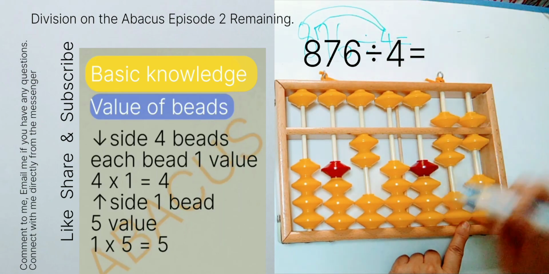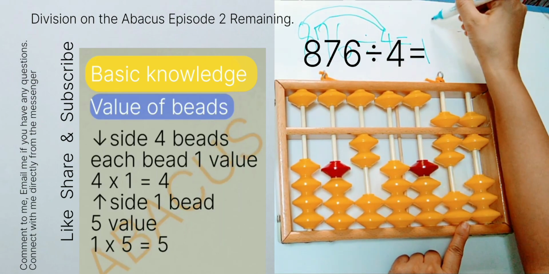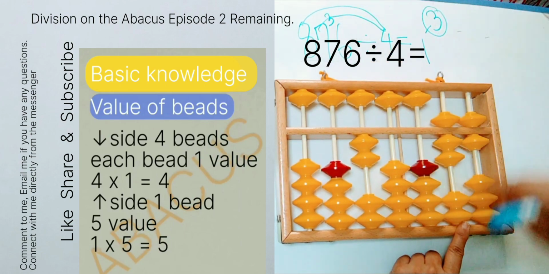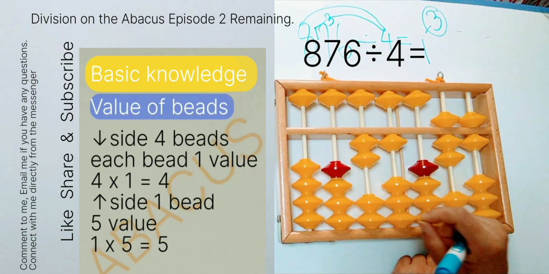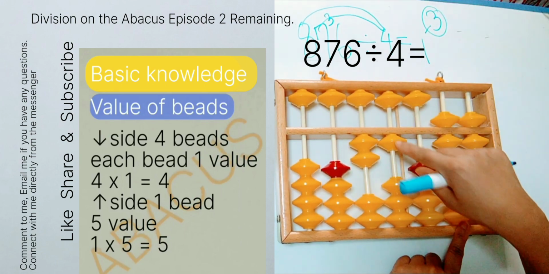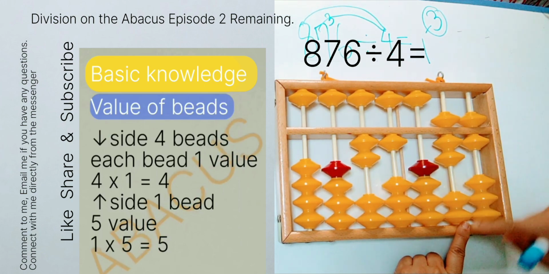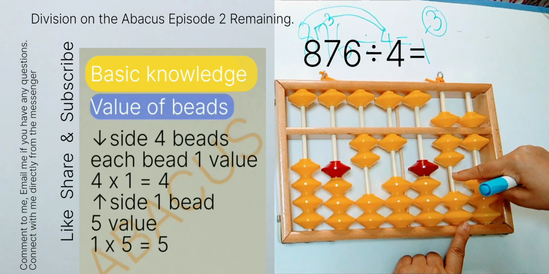7 divided by 4, answer is 1, and there is 3 remaining. Place 1 two rods left side here, and reduce only 4 from here, because 4 ones are 4. The pointed rod is the ones place, so don't forget about that. You have to reduce 4 from here.